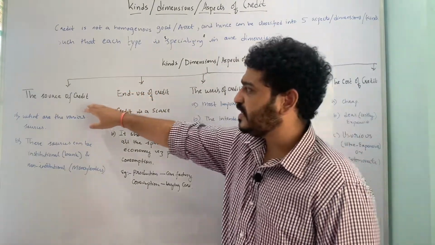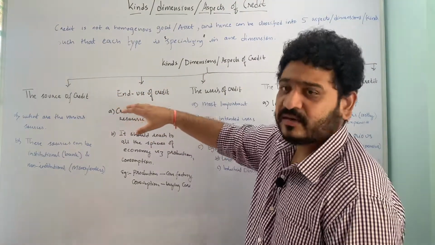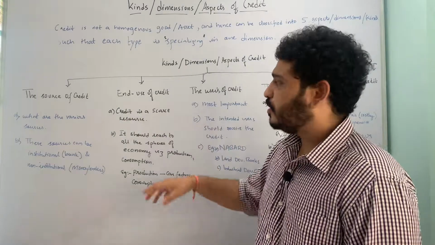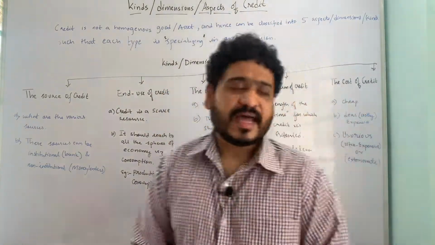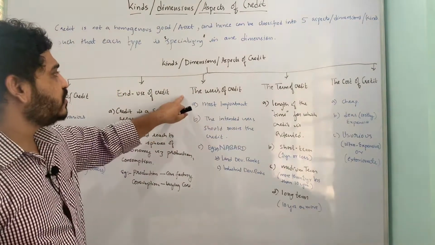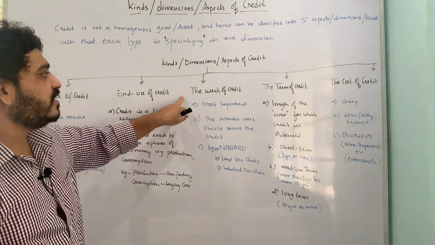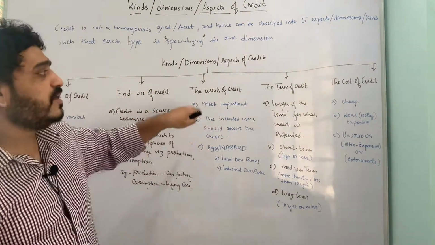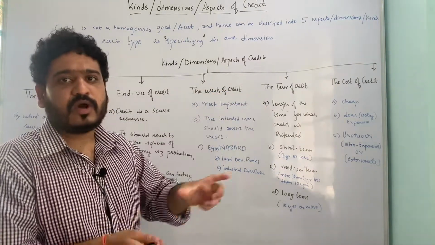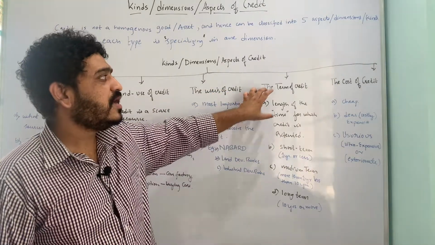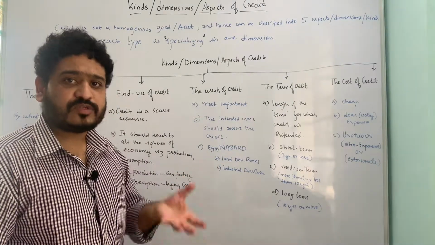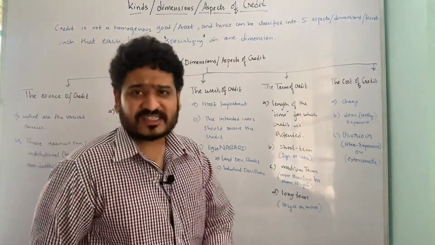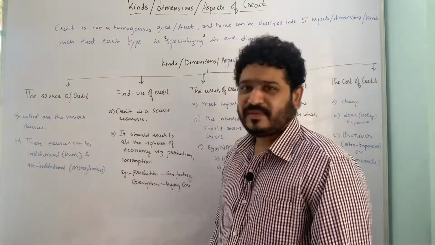So the first thing is the source of the credit, where the credit is coming from. The second is the end use of the credit, where it is going to. And the third is the users of the credit, that is who is using it. The next is the term of the credit, for how long the credit is being extended or used. And the last is the cost of the credit, that is what is the underlying cost to procure that credit. So let's get started. I'll talk about each of them in brief.